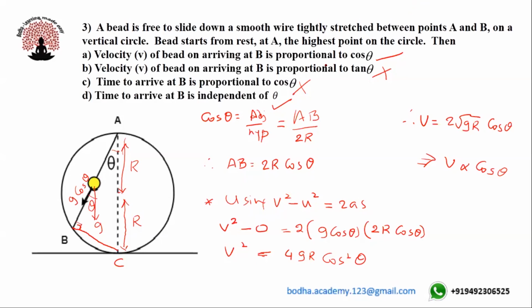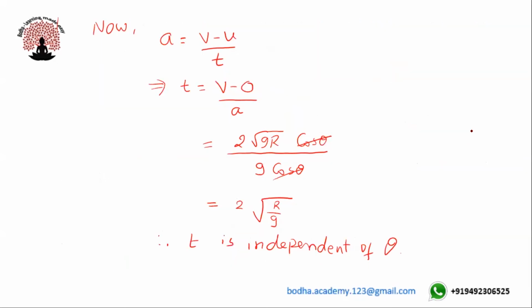Next, we want to find the time taken for the bead to travel from A to B. For that, again I am using this concept. v is equal to 2 root gr cos theta. This I will be using on the next page. Acceleration is equal to change in velocity by time, the rate of change of velocity.